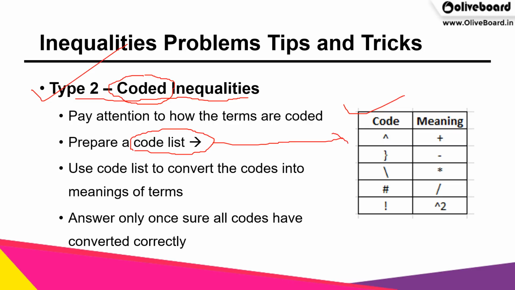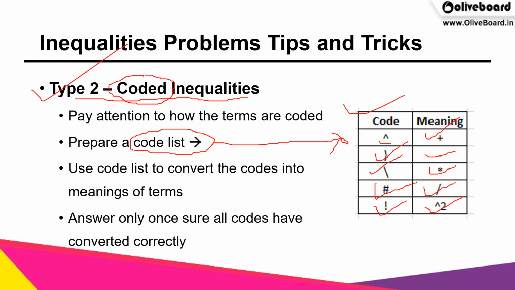Like for example, let's say here you have this sign, this code. What does this mean? It means there's a positive sign. But with this bracket, it's a negative sign. With this, it's a multiplication sign. With this hash, it's a division sign. With this exclamation mark, this is an exponent square sign.